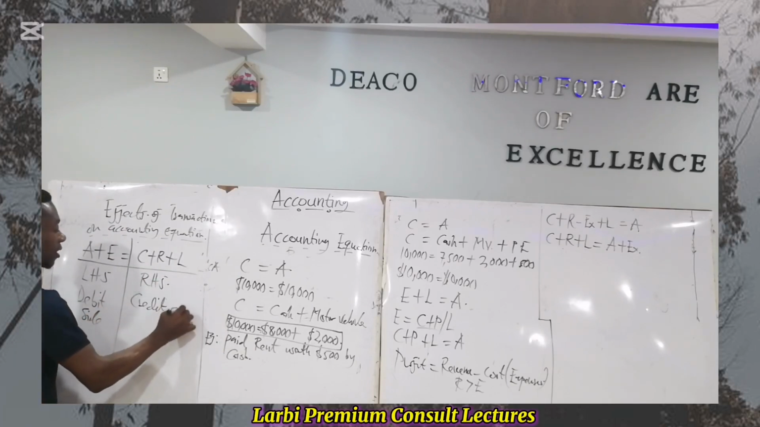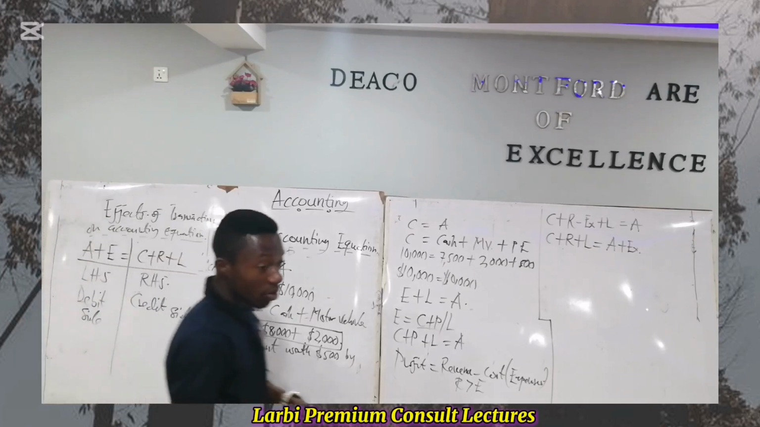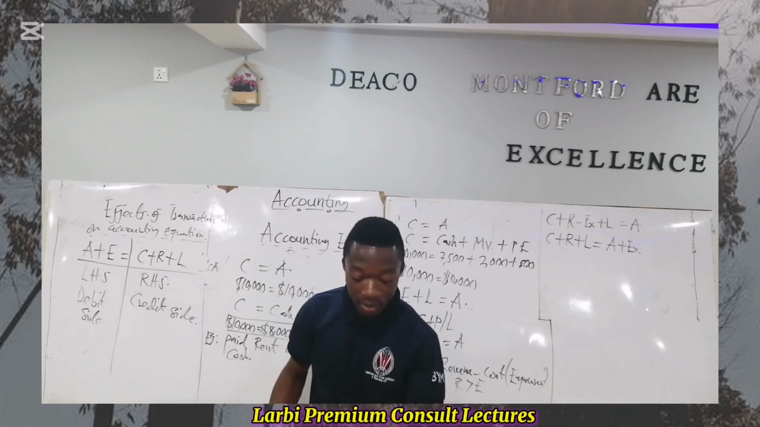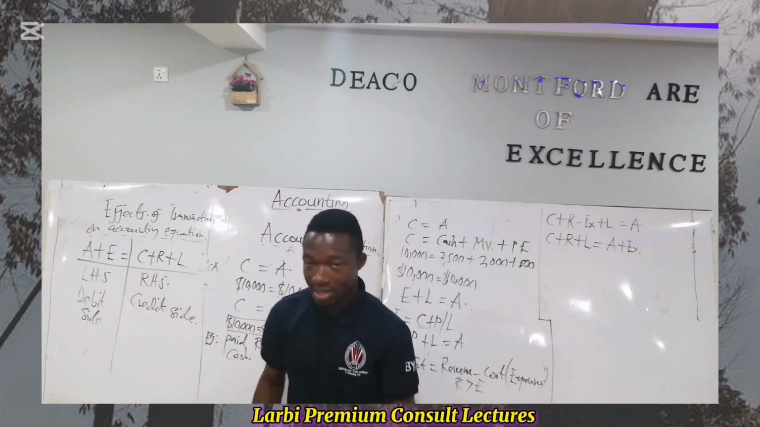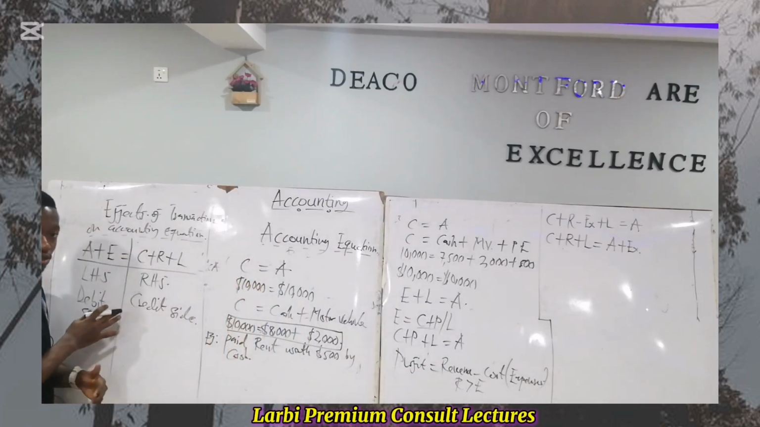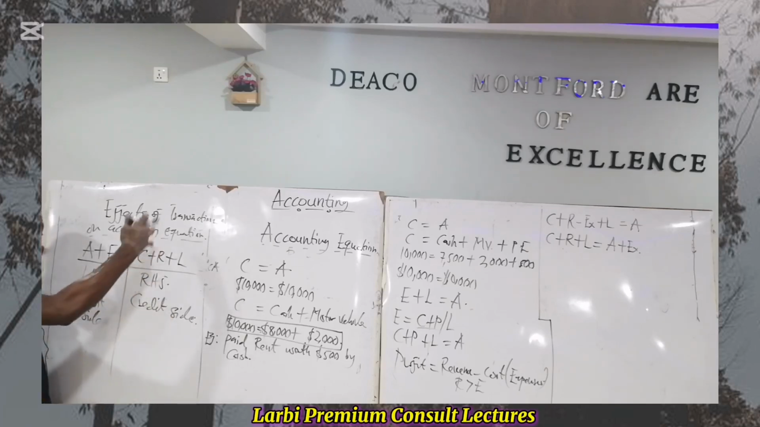The credit side. And this is what we establish, what we call the double entry principle, which serves as a basis for recording of transactions. From the accounting equation back to the double entry principle.